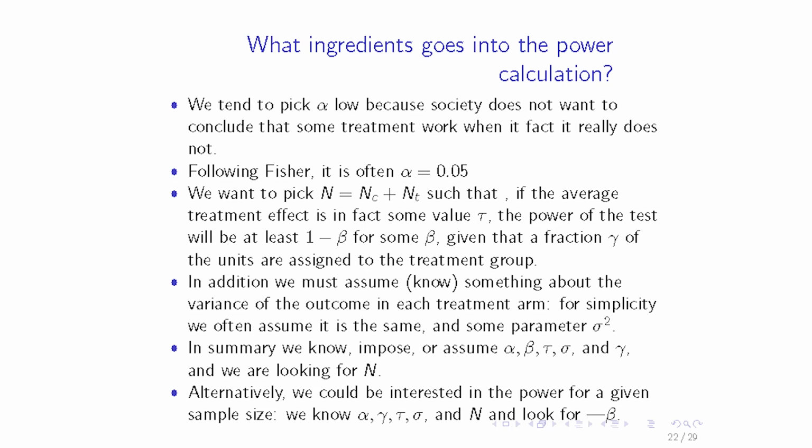So the ingredient that's going to go into it is alpha. That's typically 5%. Beta, you kind of have more flexibility there because you're just taking the risk, but people usually go for a power of 80%. Tau, sigma, and gamma. Gamma, you can decide, for reasons that are going to appear to be obvious in a minute when I show you the formula.